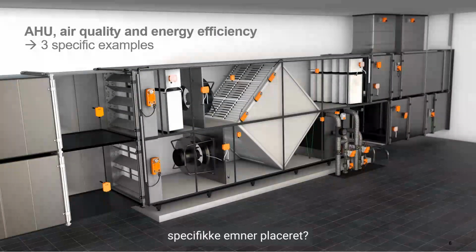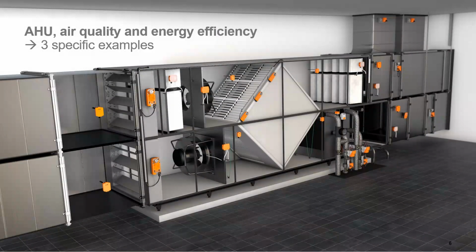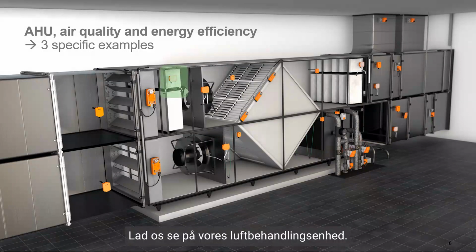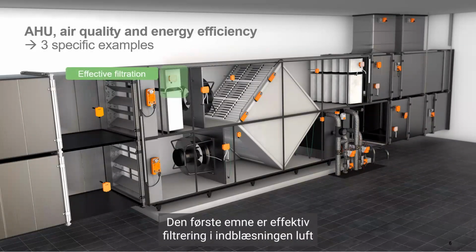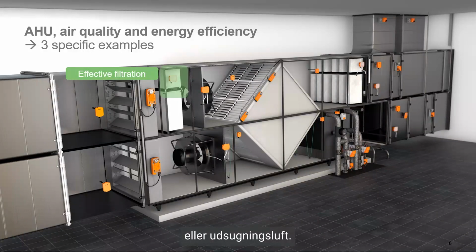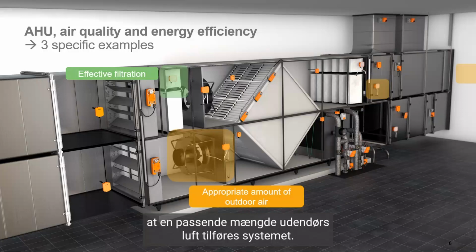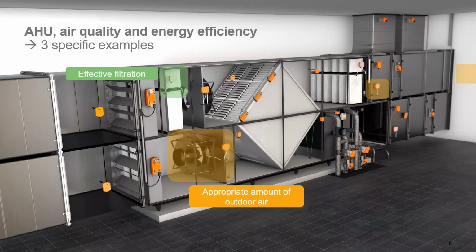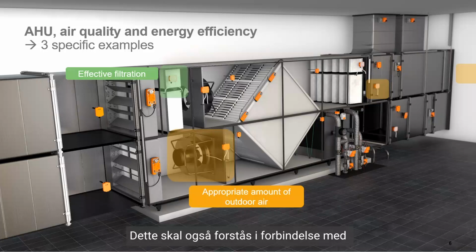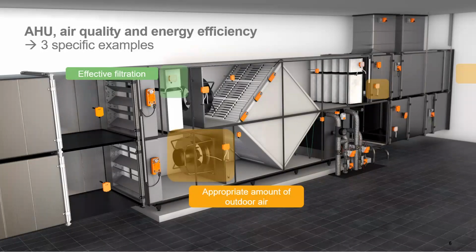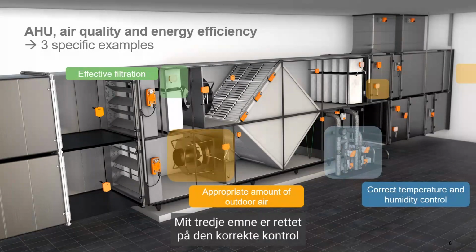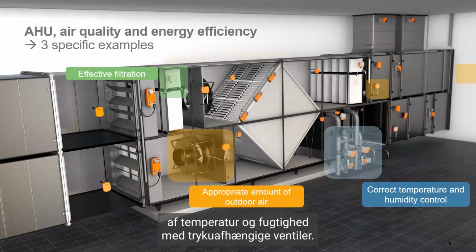Where are my 3 specific examples located? Let's look at our air handling unit. The first thing to mention is effective filtration in the supply air or extract air. The second topic concerns optimized fan control to ensure that an adequate amount of outdoor air is supplied to the system. This should also be understood in the context of VAV zone regulation. My third point is aimed at the correct control of temperature and humidity with pressure-independent valves.